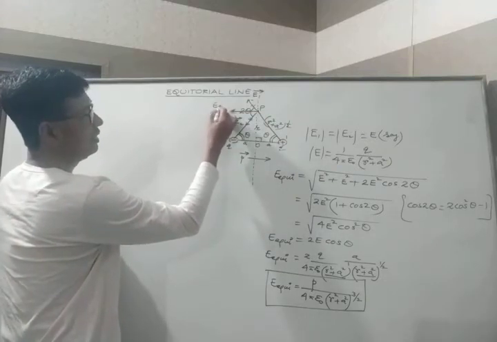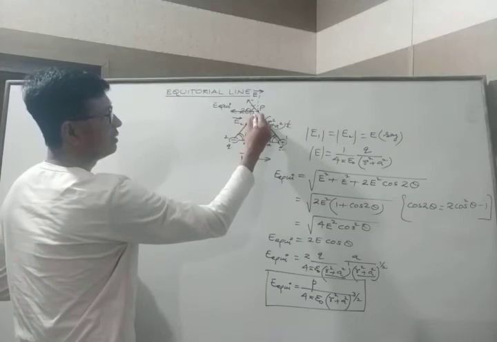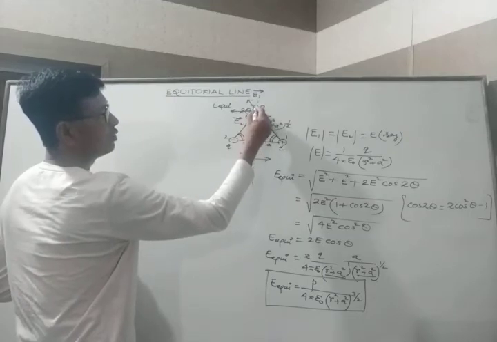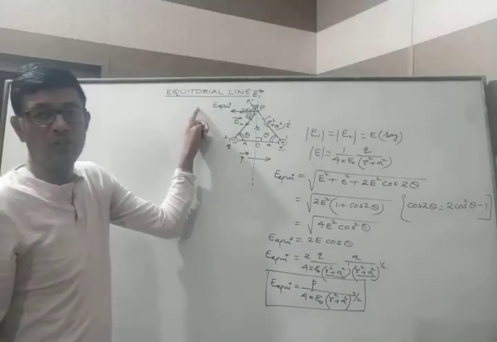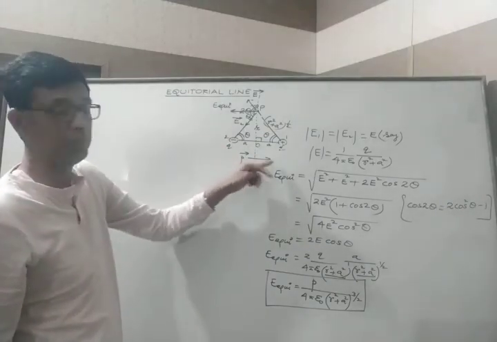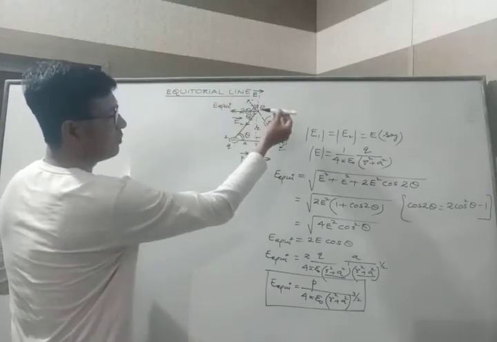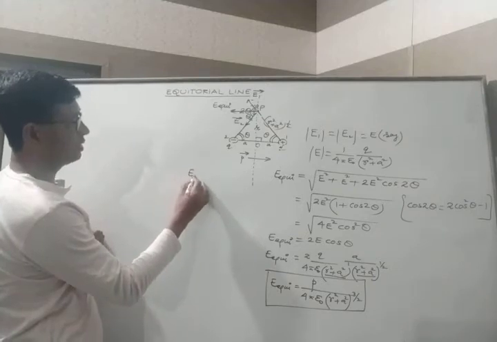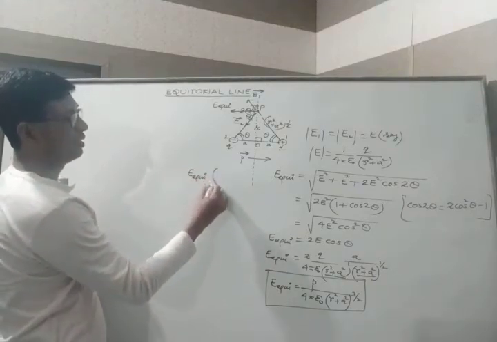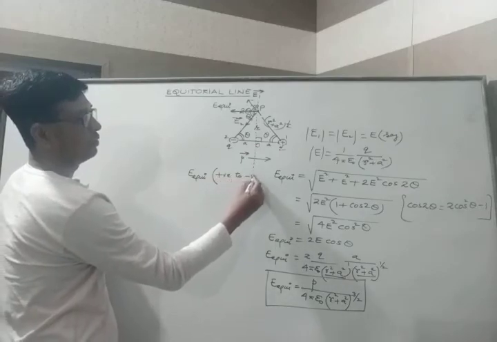So this is E equatorial. Bisect means this angle would be theta and this angle would also be theta. So this is the direction of E equatorial. So it is anti-parallel to P vector. P vector is directed from negative to positive charge. E equatorial is directed from positive charge to negative charge. So that is very, very important. E equatorial, its direction is from positive charge to negative charge.